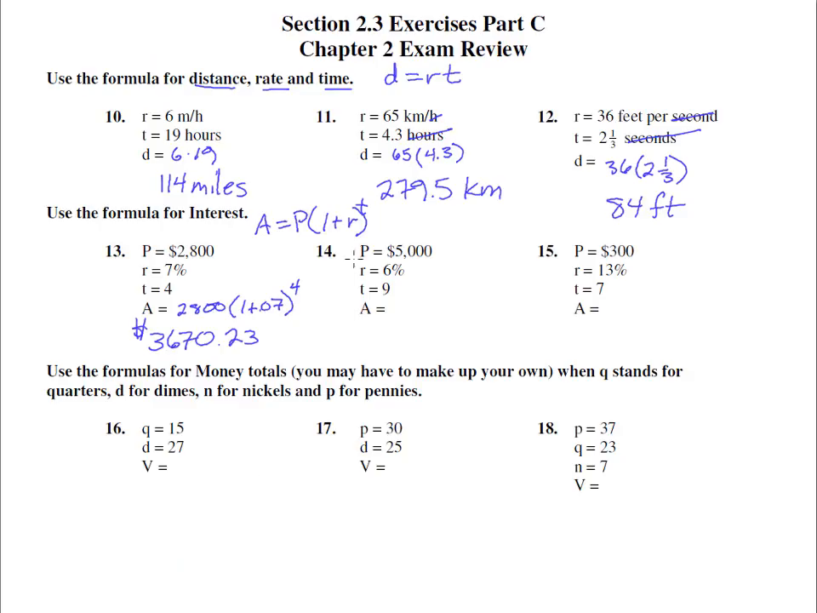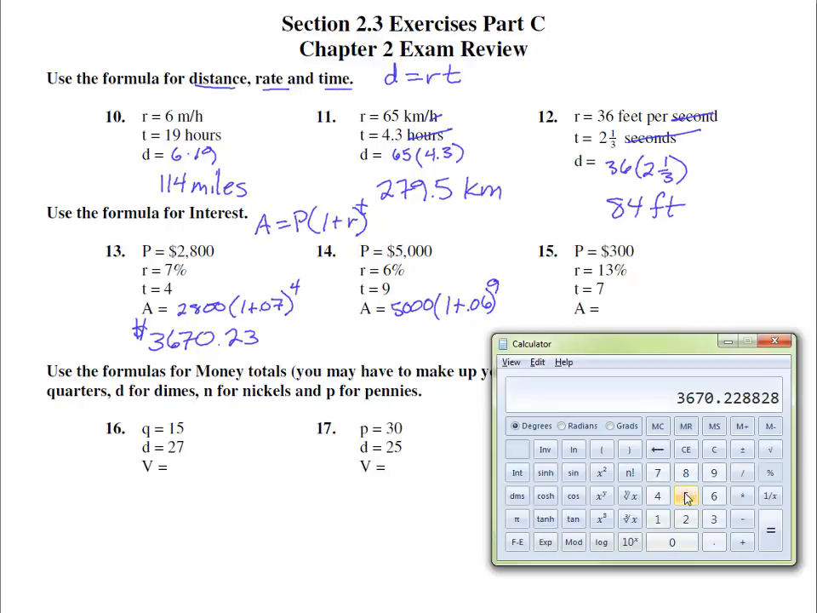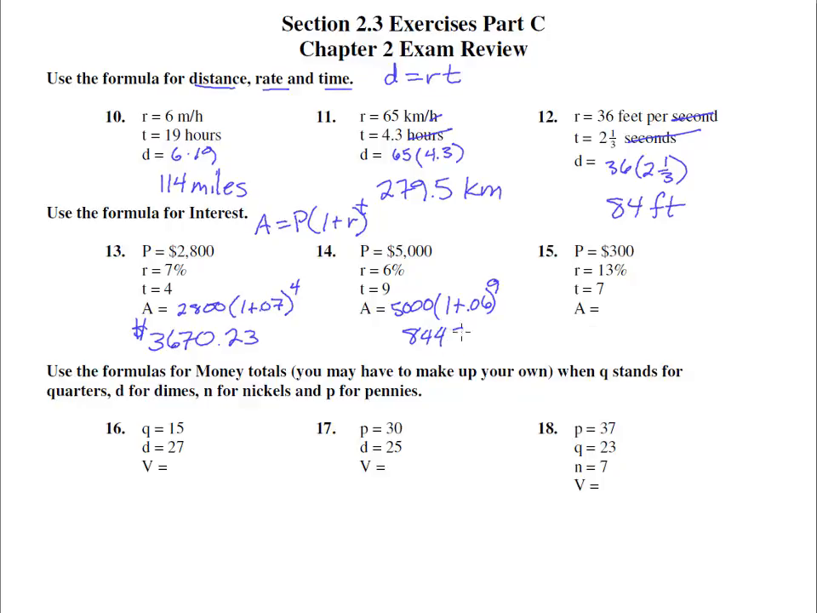3,670.23. Number 14. A is going to be P, that's 5,000, times 1 plus 0.06, that's going to be 1.06, all to the 9th power. Let's punch that into our calculator. 5,000 times 1.06 raised to the 9th power equals 8447.39. It will round down to 39 cents. So 8447.39, and that will be in dollars. Let's double check our answer.